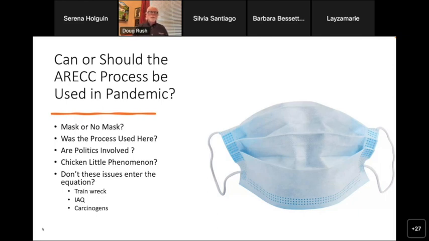Based upon my experience, and I bet you can tell me the same, many of us right here in this seminar, probably half of us, think that the mask was a very useful thing to avoid exposure, and the other half don't. And now we're even starting to see second-guessing on the news about what happened there. So was the ARECC process used here? No. Probably it started out that way.